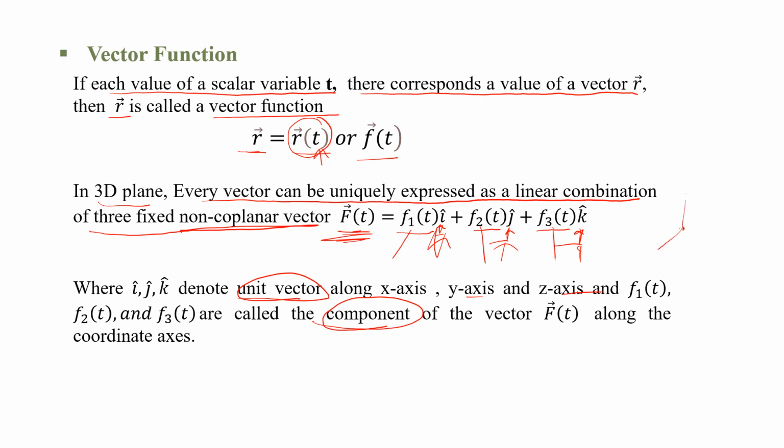If we say this is in x, y, z, then the vector f of t has i, j, k as unit vectors, and f1, f2, f3 are the components of the vector f along these axes.